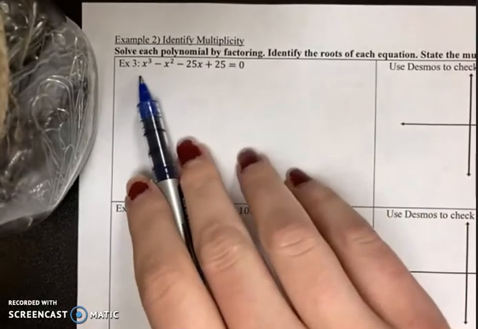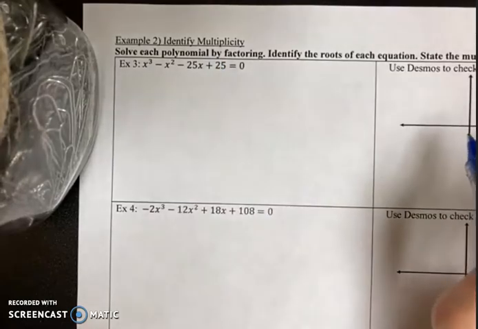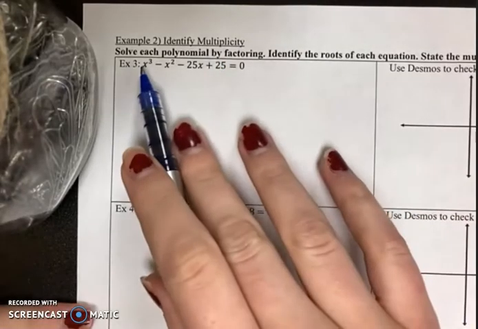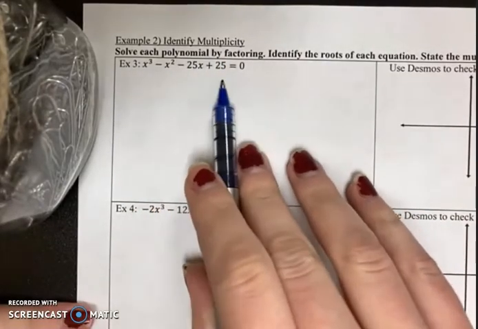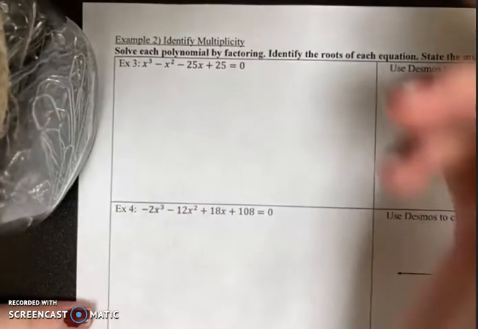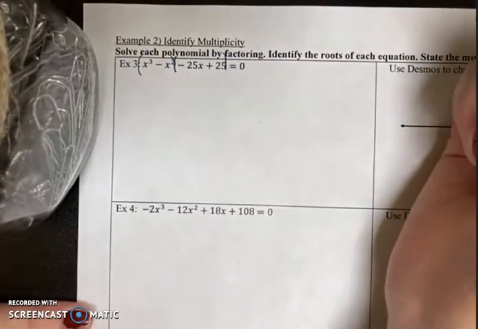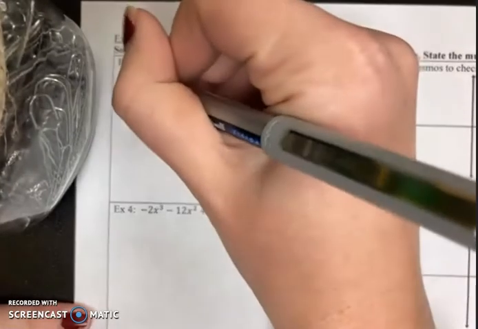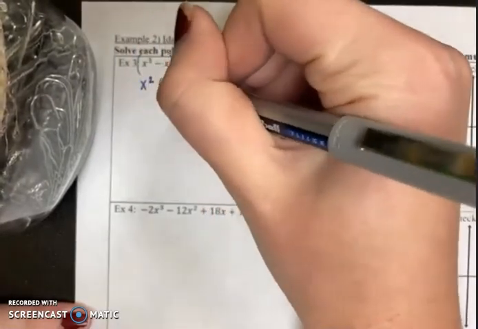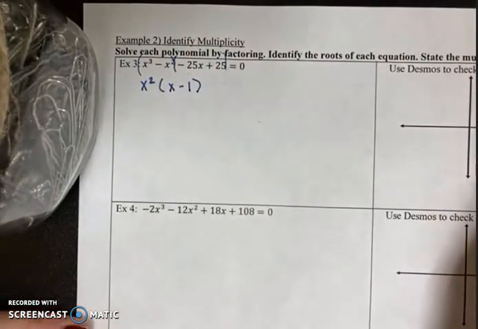Example 3, we have this equation here. The first thing I want to do is solve it by factoring. Because I see 1, 2, 3, 4 terms, I'm going to go ahead and try factoring by grouping. So factoring by grouping, I look at the first 2 terms and the last 2 terms. The first 2 terms have a GCF of x squared, so that would become x squared times x minus 1.